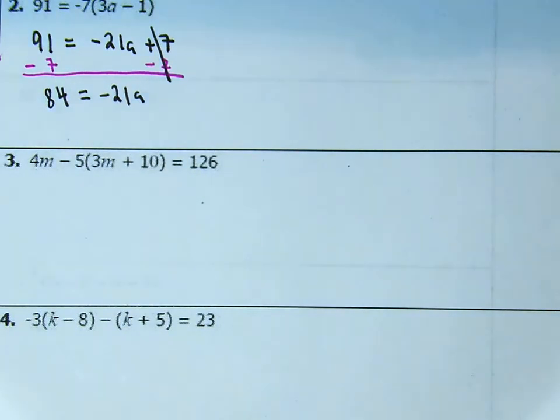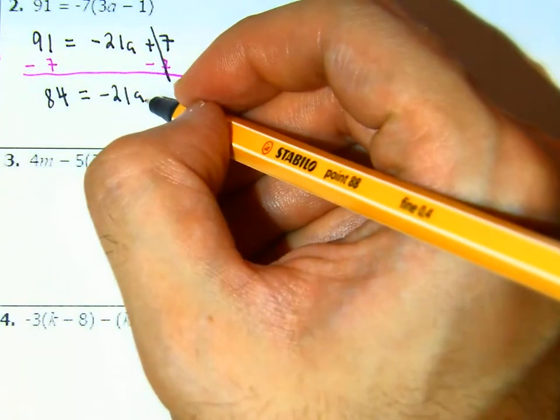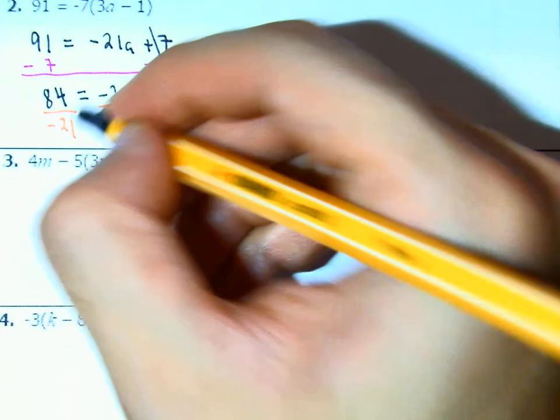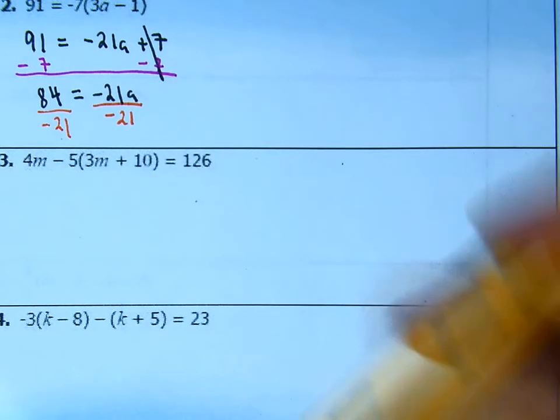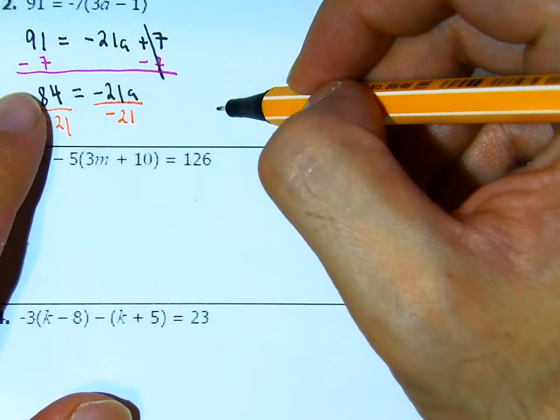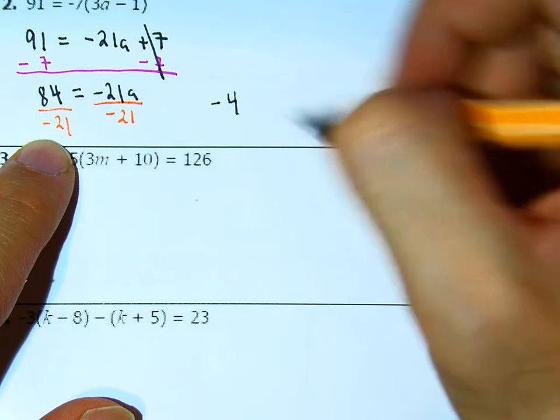So then what are you going to do to get a by itself, right? It's negative 21 times a, so we're going to divide both sides by negative 21. And then what is 84 divided by negative 21? You could check on the calculator if you want, but it is negative 4, right?